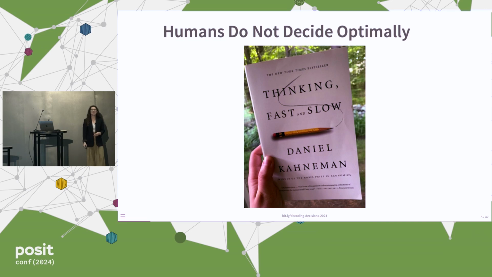The tricky thing, though, is that humans do not decide optimally. In this book, Thinking Fast and Slow, by cognitive psychologist and Nobel Prize winner Daniel Kahneman, he talks about how people use mental shortcuts called heuristics when making decisions. And this can lead them to systematically deviate from what is rational, and this is called a cognitive bias.